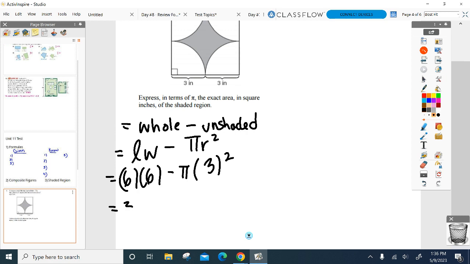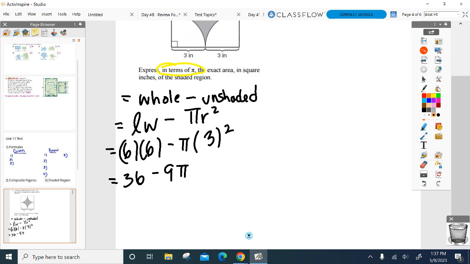I get 36 for the square minus 9 pi for the quarter circles. Go back to the directions, though, in terms of pi. So I need a pi in the answer, which I do. Can you subtract those and combine them and give me 25 pi? What do you think, 25 pi? No, why? Is that the same as 9? No, that's a bigger number than 9. It's 9 times 3.14, so you cannot subtract 36 and the 9 because this number is not 9. It's 9 pi. So we are officially in terms of pi.